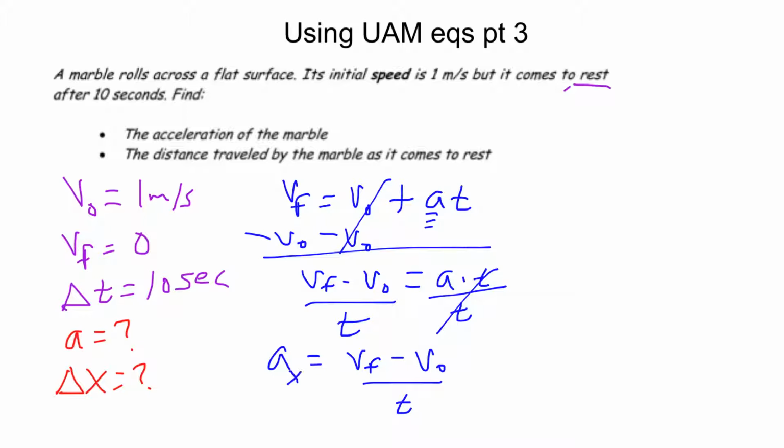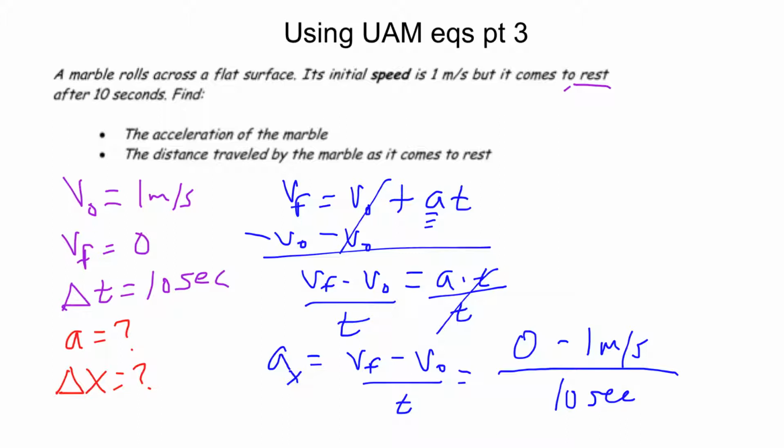You could put a little x next to this acceleration to let me know that it's in the x-axis. But if you're not doing a problem that has both x and y motion or just y motion, x is usually understood. Alright, so let's plug that in. The final velocity is 0 because it came to a rest. The initial velocity was 1, and I've accidentally switched over and started saying velocity instead of speed. And then time is 10 seconds.